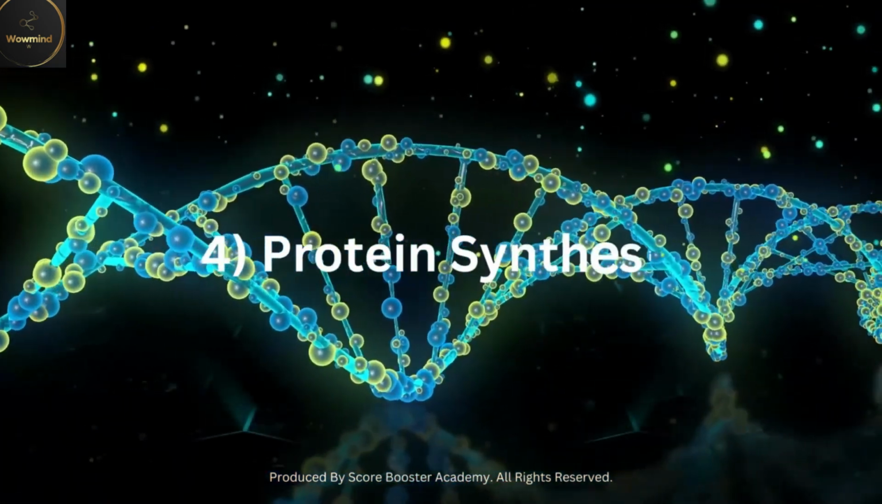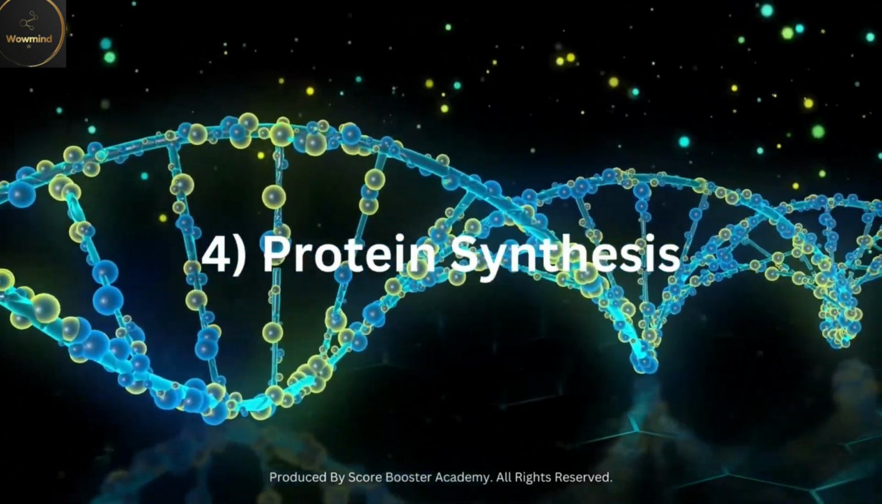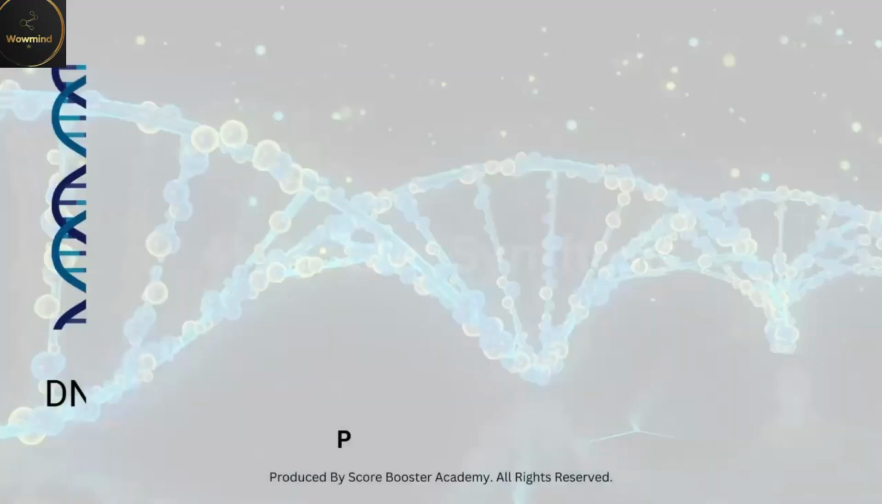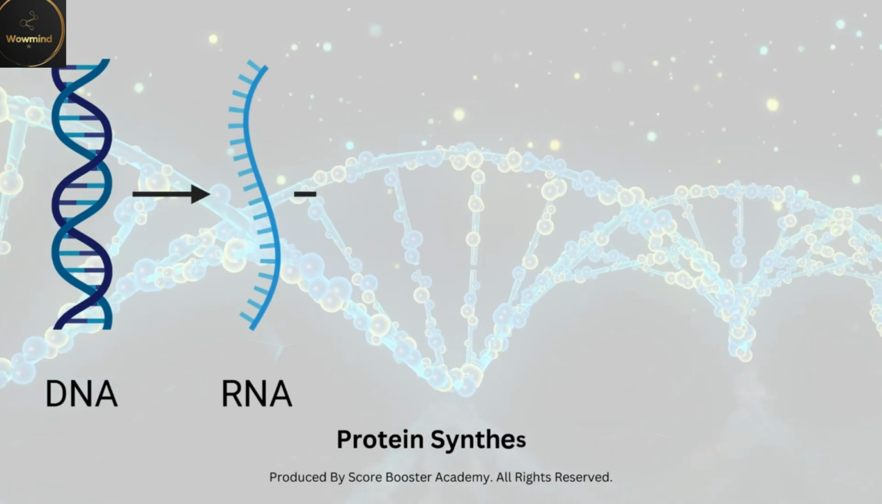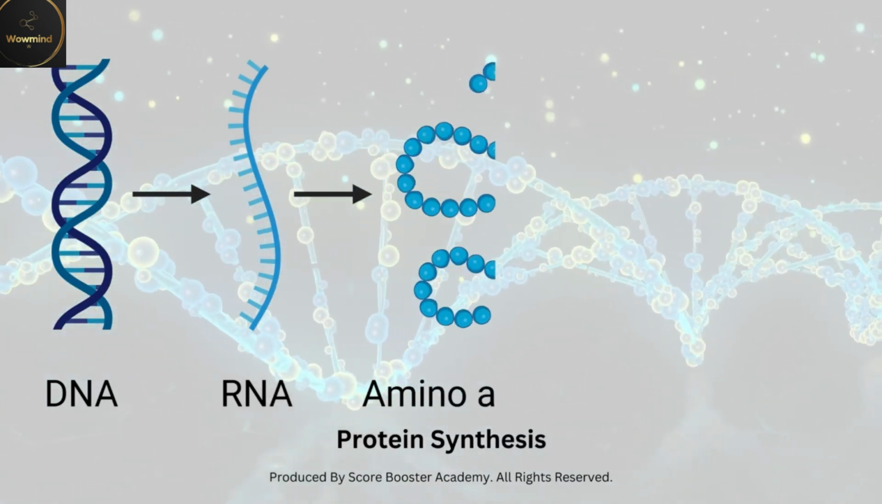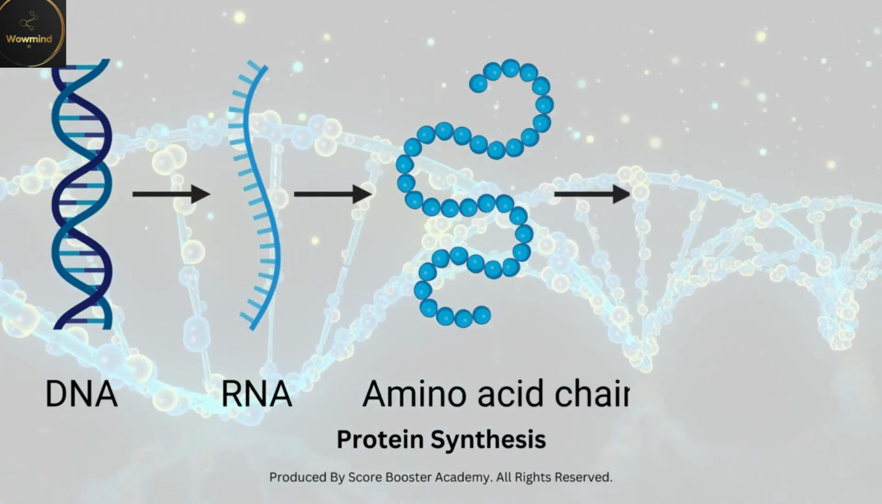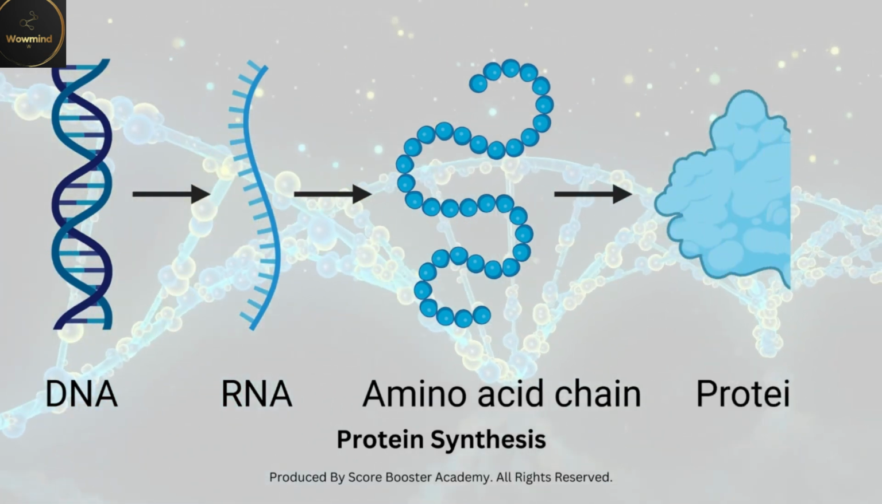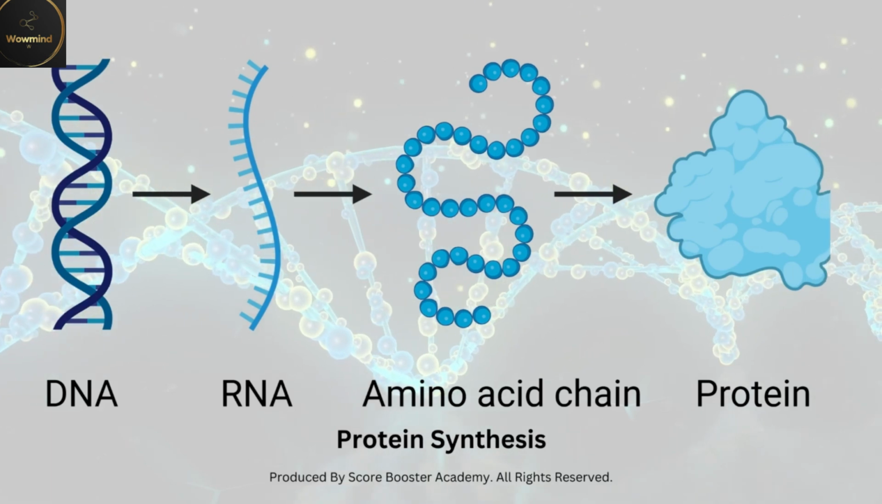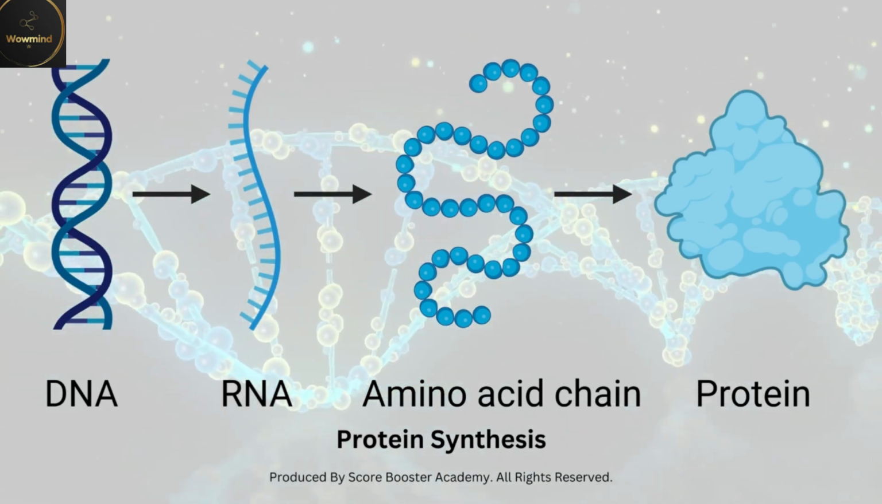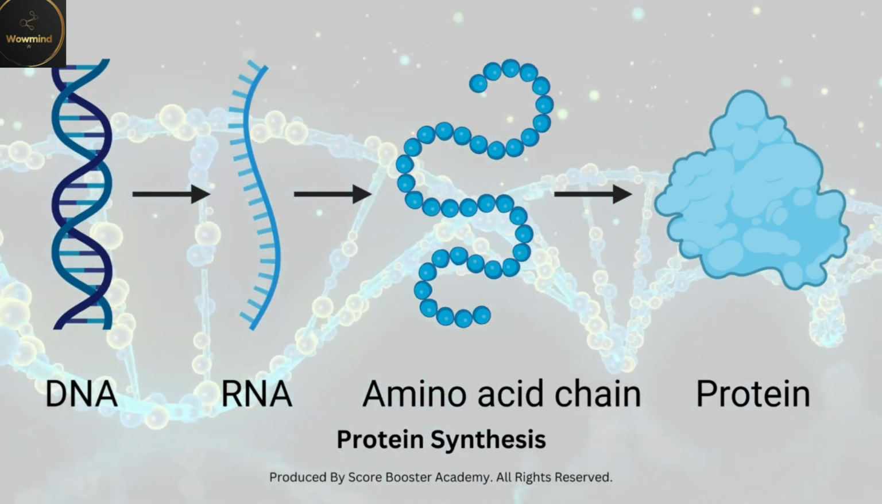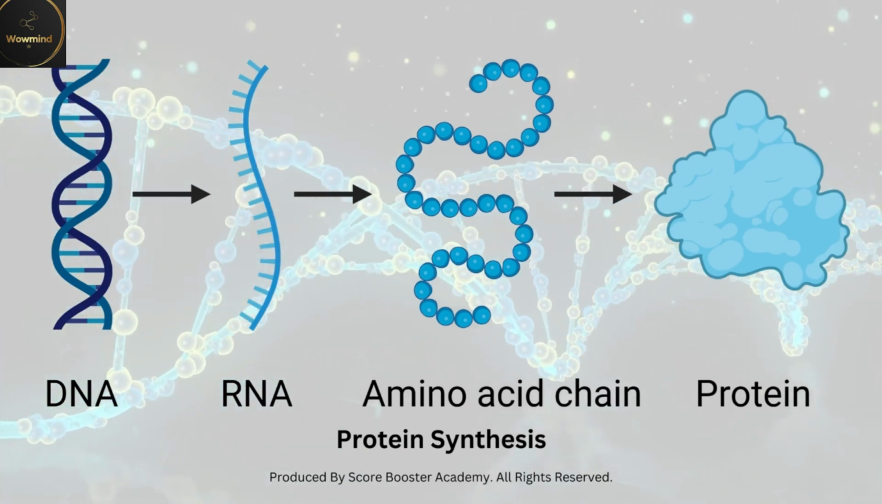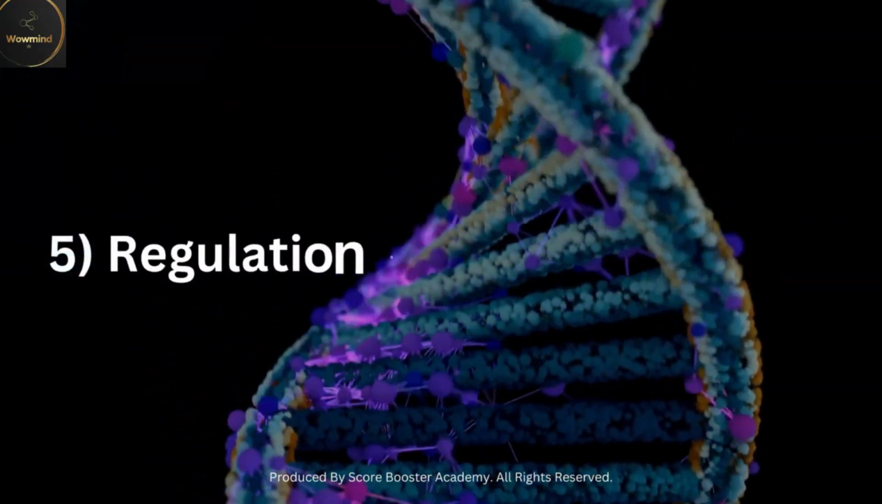Protein synthesis. Translation is the final step in protein synthesis. The mRNA is decoded by ribosomes, and transfer RNA molecules bring the correct amino acids to form the growing protein chain. This sequence of amino acids determines the type and function of the protein being produced, which is essential for various cellular processes.